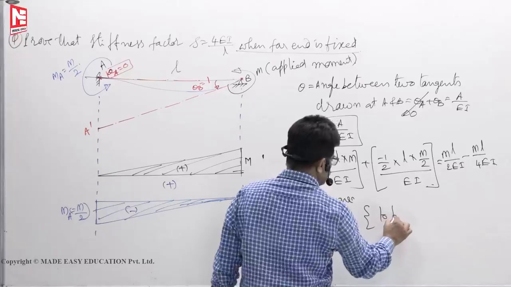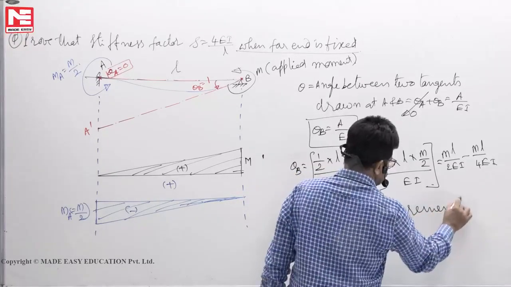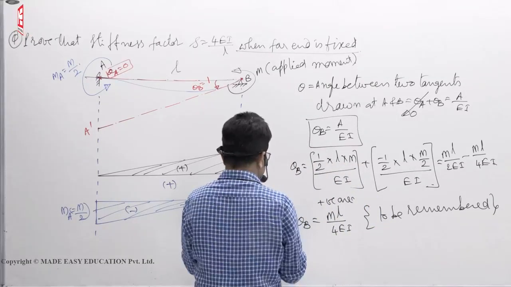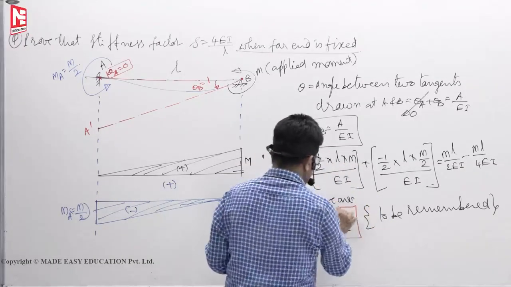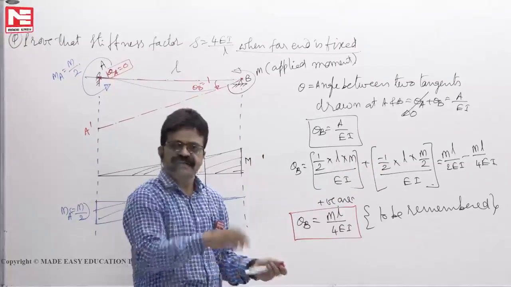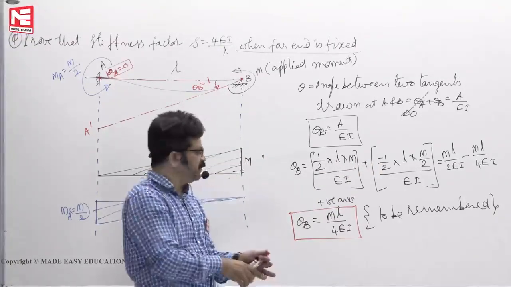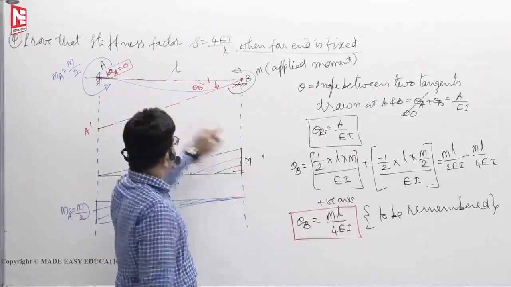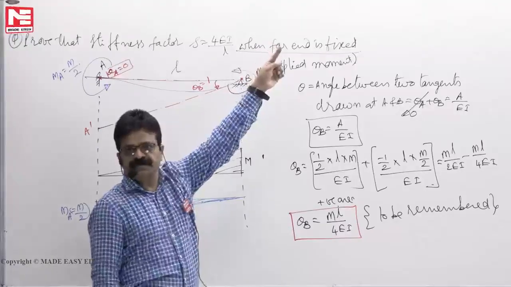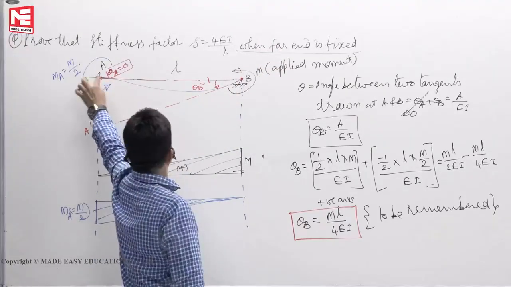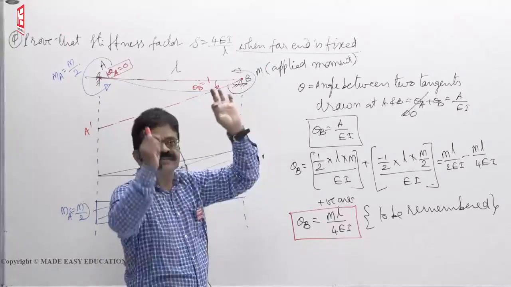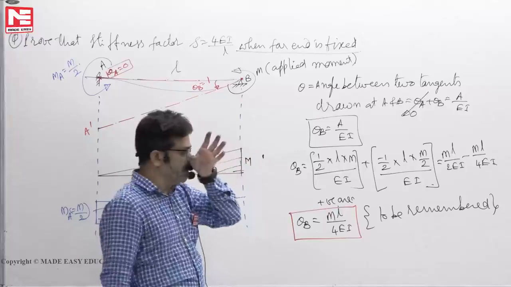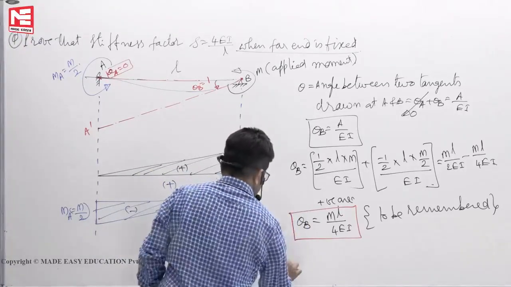This value you have to remember. It is such a standard case that we have to remember this value of theta B. Though it's a one line derivation, that one line also we should not derive, and should get the value as ML by 4 EI. So fundamental it is. Not only here, wherever you see this type of deflection profile where deflection is 0 and slope is 0 here, in that segment I can write theta B as ML by 4 EI.